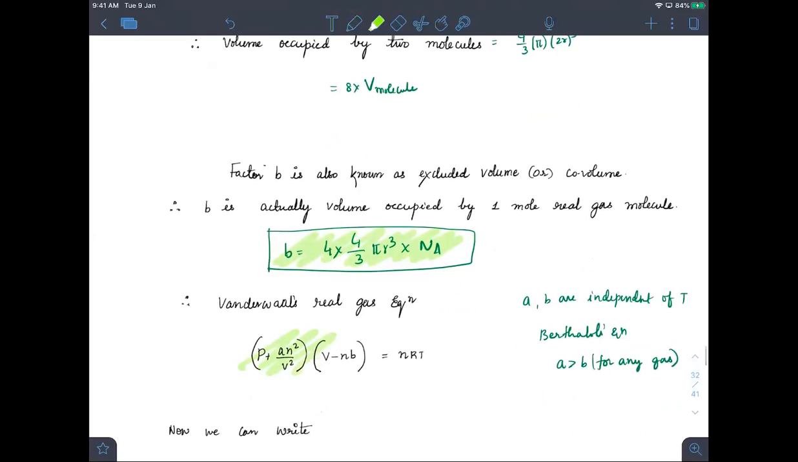This is the van der Waals equation. These are two things you must take from whatever discussion we have done so far. Okay, and how A and B are dependent on temperature and independent of temperature. And a very important point is that A value is always greater than B.